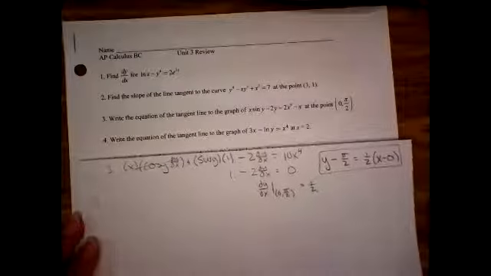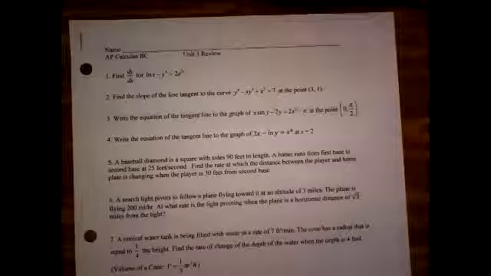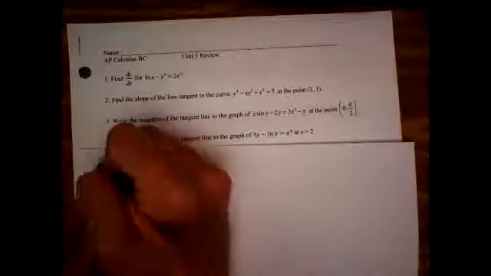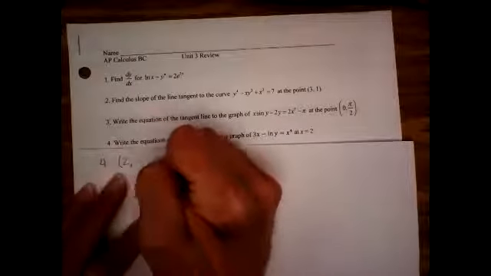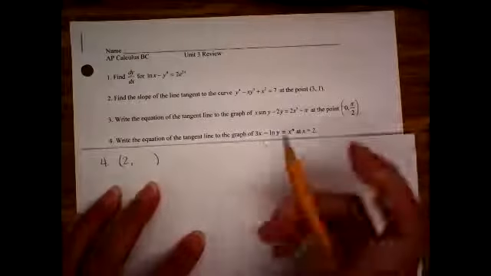All right, number 4, same thing. We're going to write an equation at x equals 2. So this time we don't have the whole point. So we're going to have to plug in 2 for x and find y. So the first thing I'm going to need to do is get the point. So it'll be 2, something. And I'm just going to plug in 2 for x, and we'll see what we get.